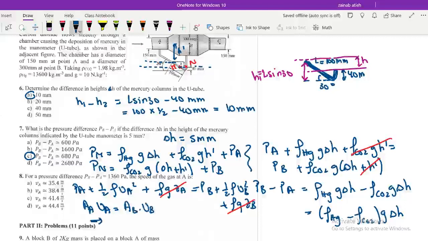أنا بدي أجيب ال VA so لازم أخلص من ال VB. رح أجيب ال VB in terms of VA. VB is equal to area of A over area of B times VA. هو ما معطيني الاريا معطيني ال diameter so I related to the diameter. It's pi d square A على 4 على pi d square B over 4. أكيد pi على 4 with pi of 4 they will be cancelled.